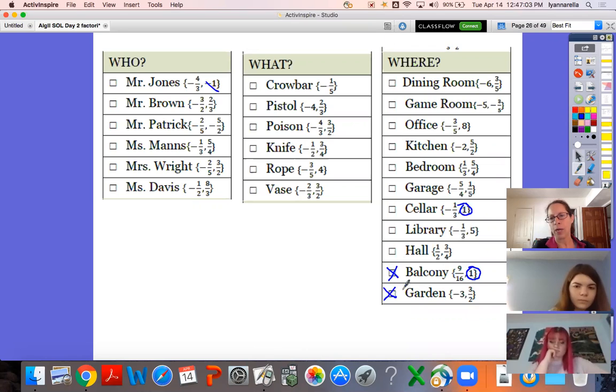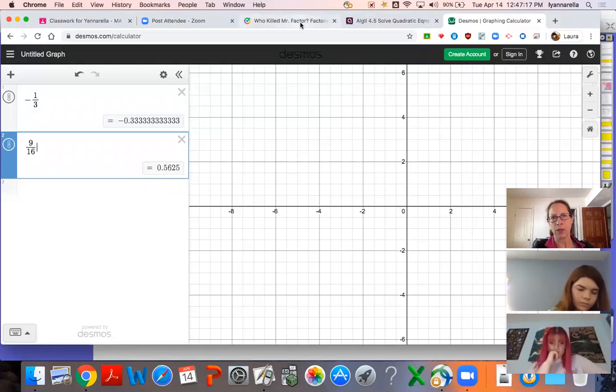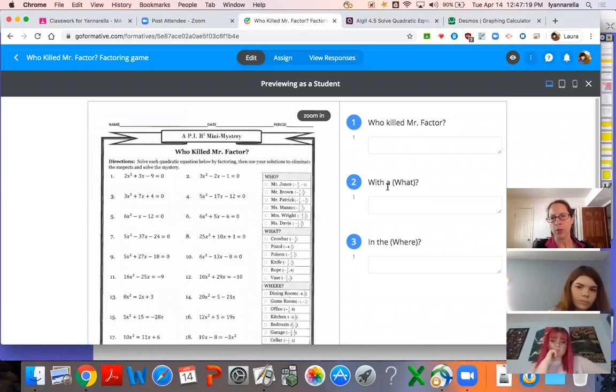So of all the wheres remaining, you can go through the dining room or the hall, down to the hall, the crowbar down to the vase, and Mr. Jones down to Miss Davis. One of these did it in each box. And when you get to that, you're going to actually type it in. Who, what, and where. Please type it in exactly as it shows here with the capitals and everything, because if you don't get it exactly typed right, it tells you you're wrong, even though you might be right.